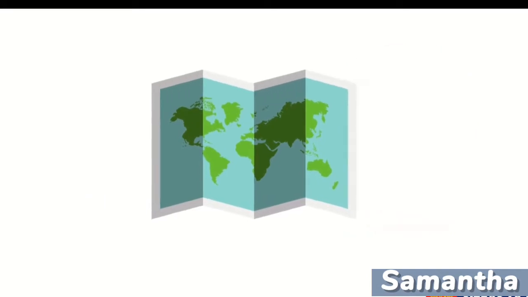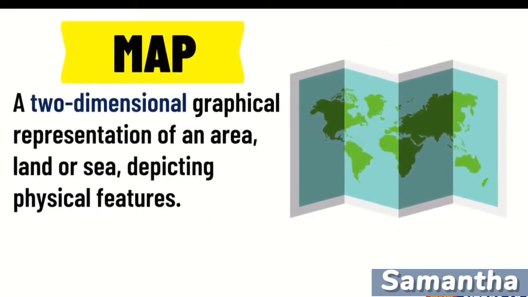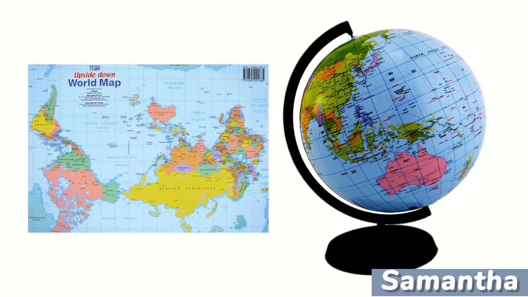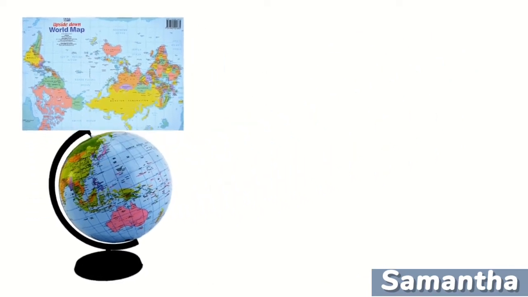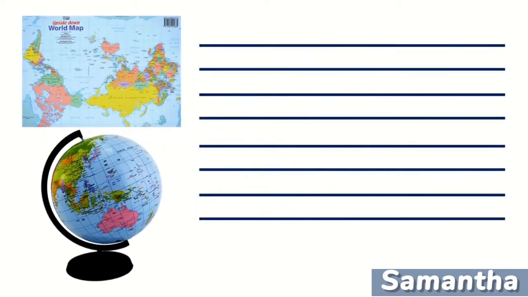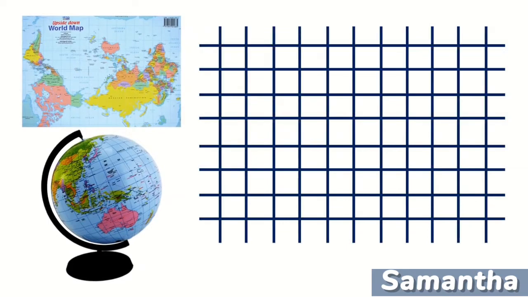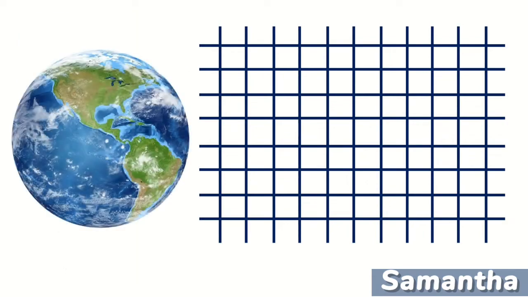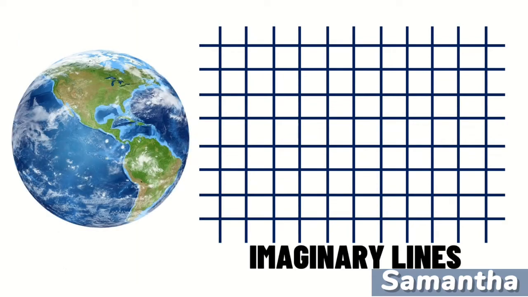A map is a two-dimensional graphical representation of an area, land, or sea depicting physical features. A globe is a three-dimensional spherical model of the Earth. What do they share in common? Yes, they both are made of horizontal and vertical lines which intersect with each other. We cannot see this on the surface of the Earth, but they are imaginary lines.